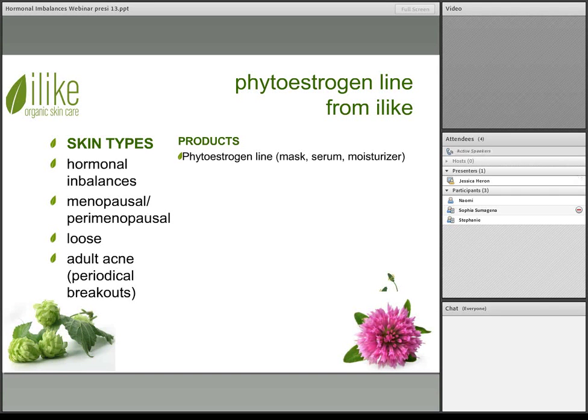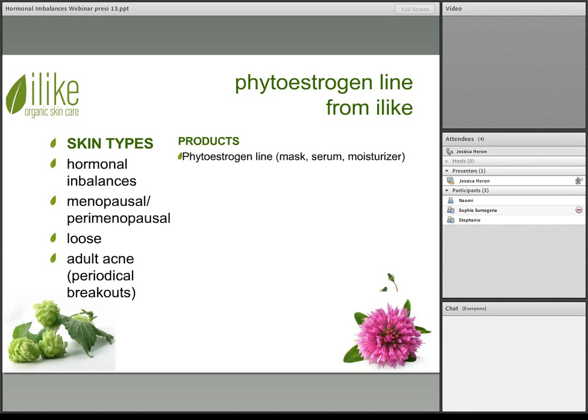Now, say there is a lot of oil being produced, at this stage of the hormonal imbalance. What you can do with the serum is you can actually substitute the moisturizer with the serum for more of an oil-free hydration and eliminate the moisturizing step, especially if it's a hotter, more humid climate, and then they also have the oily skin associated with their hormonal imbalance, then you can substitute the serum for the moisturizer.